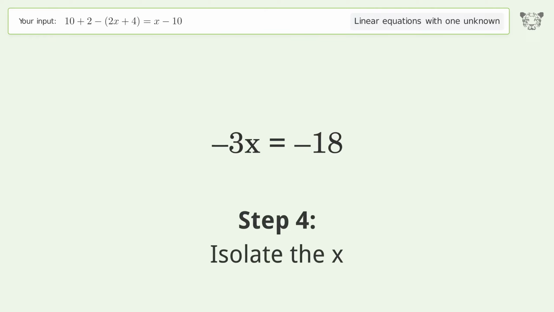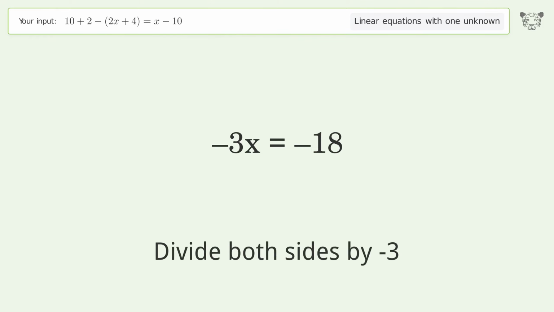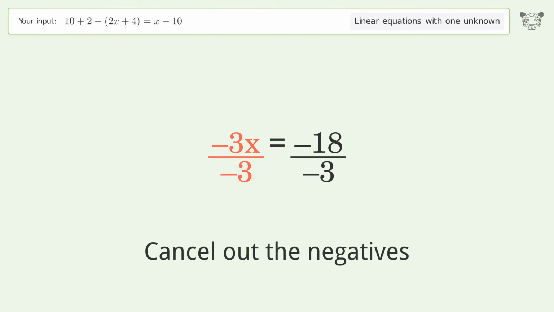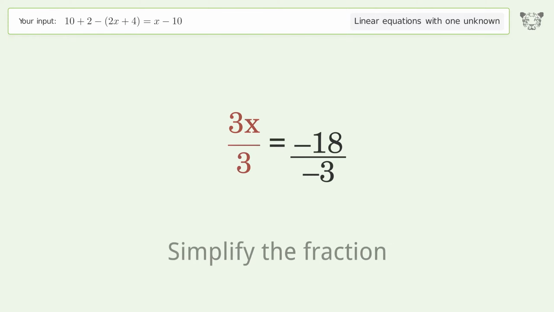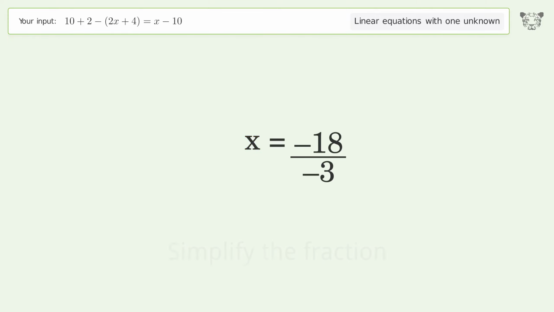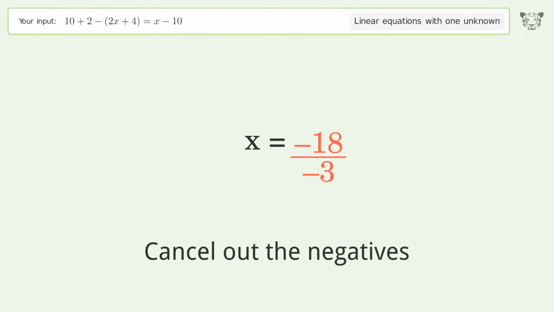Simplify the arithmetic. Isolate the x. Divide both sides by -3. Cancel out the negatives. Simplify the fraction. Cancel out the negatives.